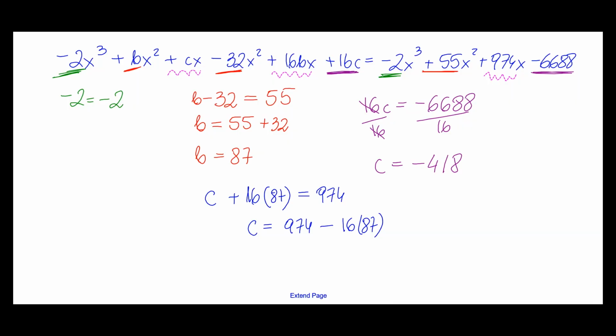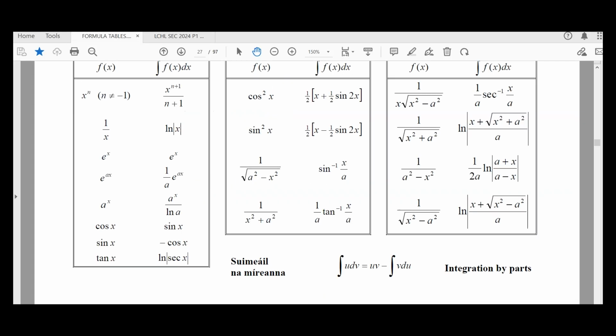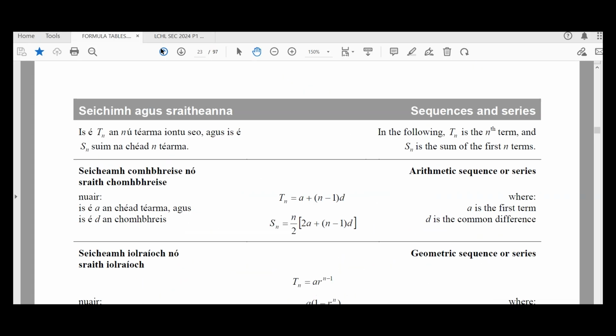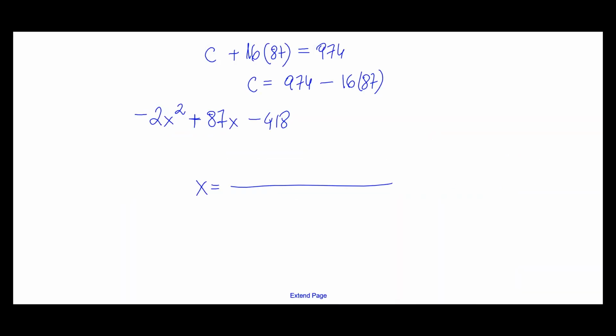But let's write now our quadratic: minus 2x to the power of 2, plus then b is 87x, and then c is minus 418. So now we can use our minus b formula. In our table, let's just remember where it is, page 20, if I'm not mistaken. There it is, the minus b formula. a is the number that stands beside x to the power of 2, b stands beside x with no power, and c is the number that doesn't have x beside it.